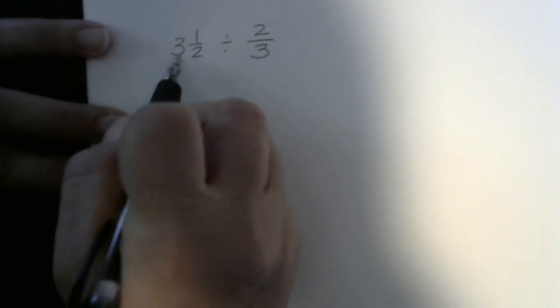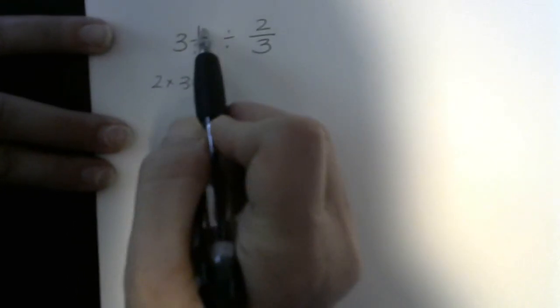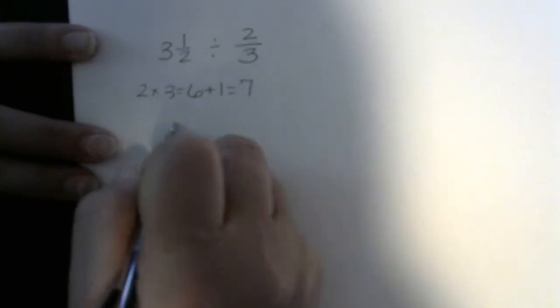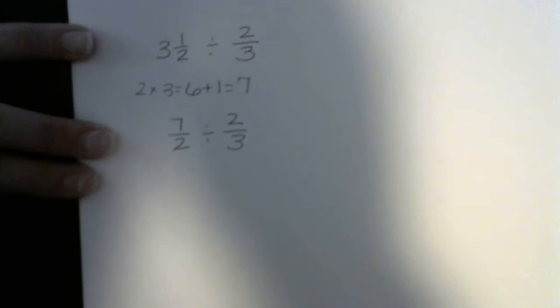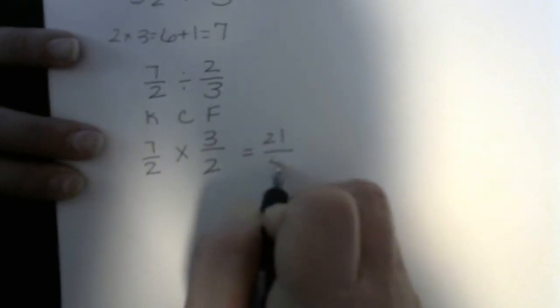Remember, 2 parts in each whole, 3 wholes. So we say 2 times 3 equals 6. But we already had a part, so that gives us plus 1 is 7. So we get 7/2 divided by 2/3. We are going to keep, change, flip. So we have 7/2 times 3/2. 7 times 3 is 21. 2 times 2 is 4.